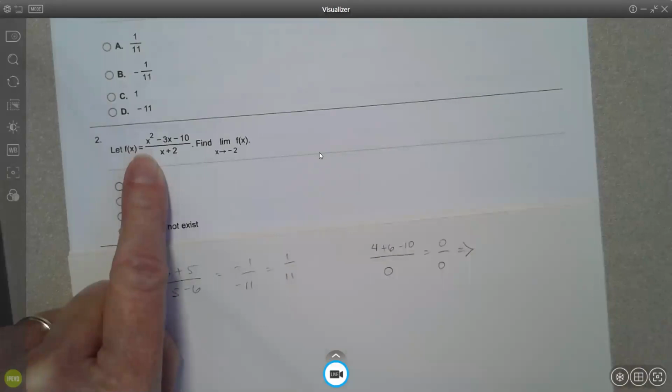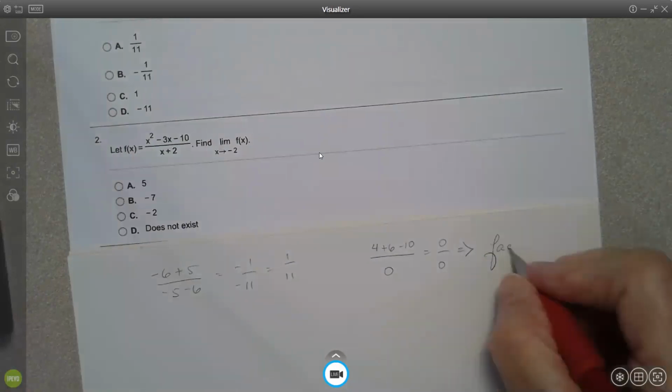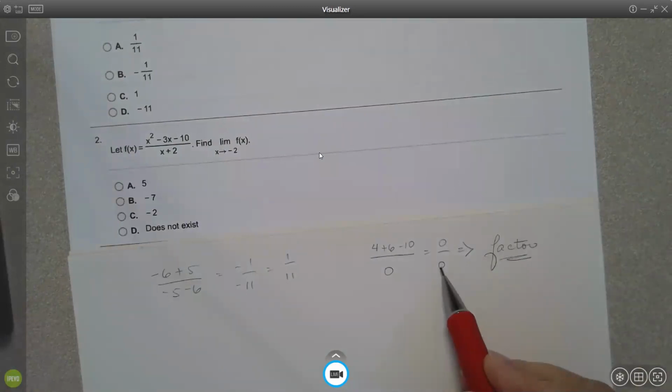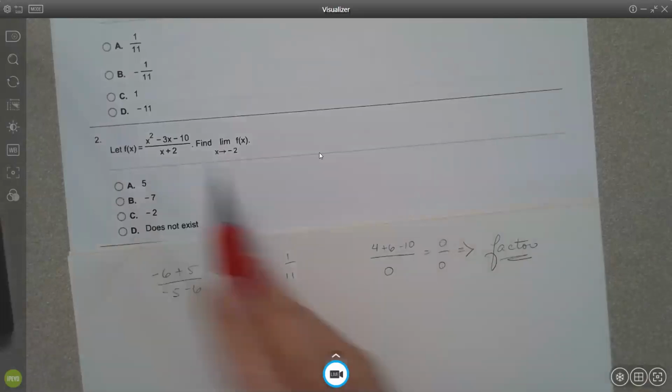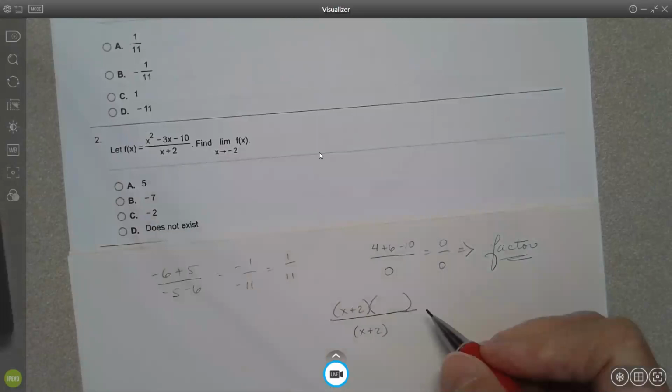Do you remember what? Starts with an F. Factor. Yep. I need to factor. This just says when I get 0 over 0, that's what was called indeterminate form. So my numerator has the same factor as my denominator up here. So let me put down x plus 2 in the denominator and in the numerator. And then in the numerator, you can either factor it by looking at the numerator or fill in the blank.